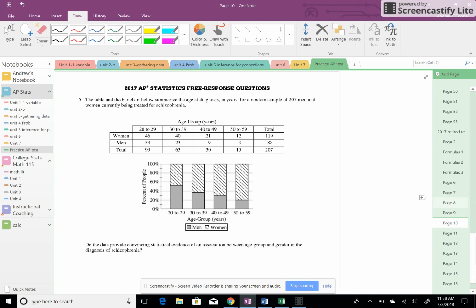All right, so number 5. The table and the bar chart summarize the age at diagnosis in years for a random sample of 207 men and women currently being treated for schizophrenia. Does the data provide convincing statistical evidence of an association? So what type of test is it really asking us? Are these percents or Z's? No. Are these means or T's? No. All of these are counts. We should be thinking about running a chi-squared test, probably for independence since it's asking about association.